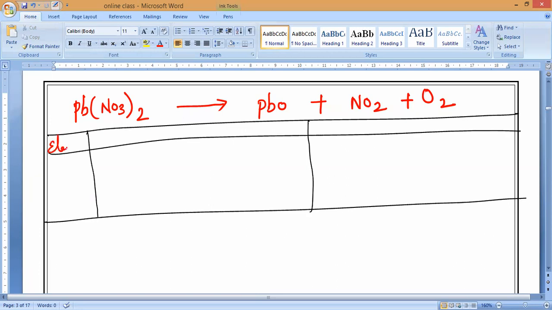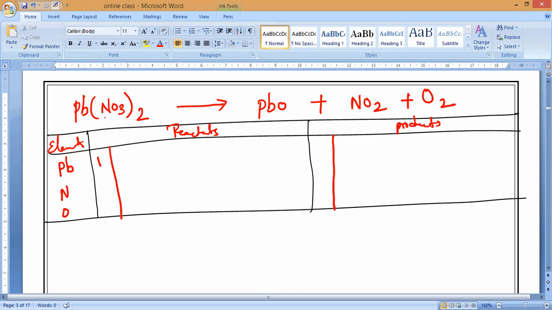So element, reactants, and this one is product. So now what elements are there? Lead, next nitrogen, and next one is oxygen. That is the number on the reactant side. On the reactant side, the first step is common. So what is the first step? First step, tell me.